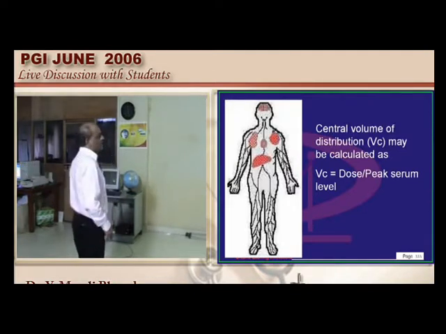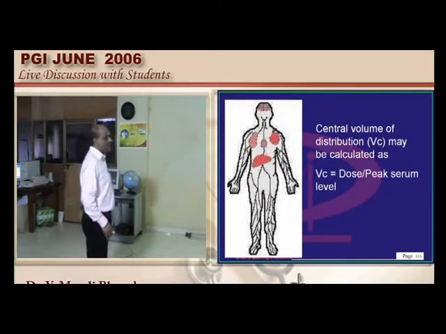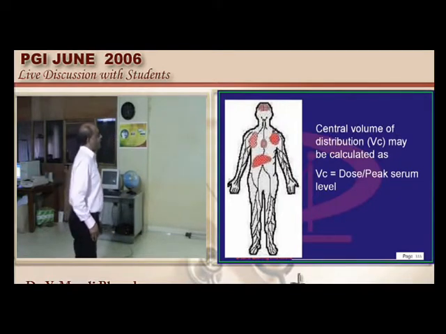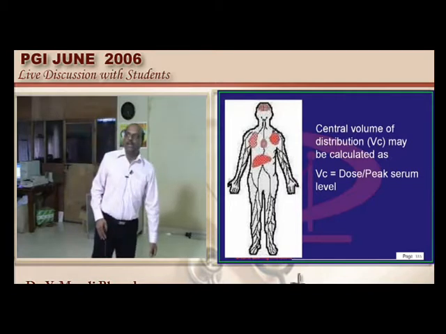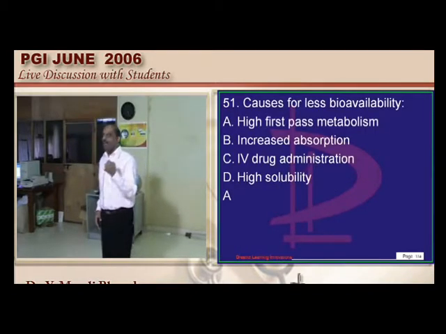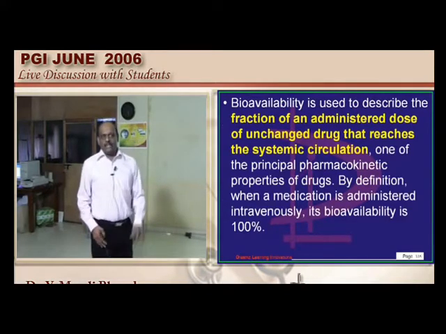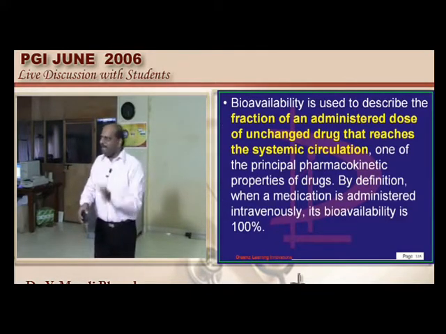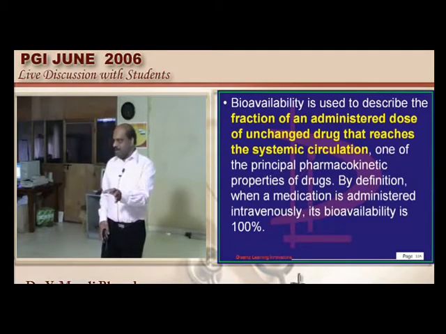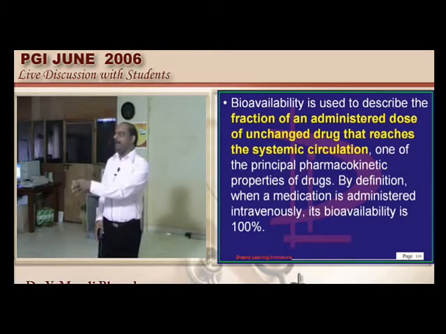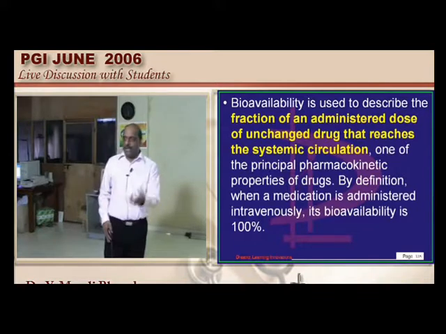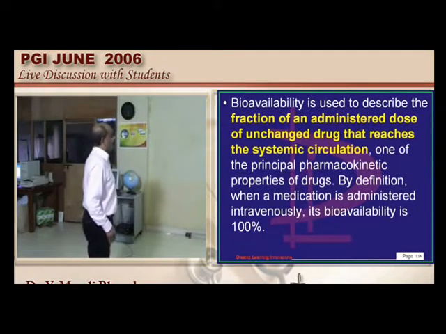That's the reason the dose administered divided by the peak serum value will give you the volume of distribution, is what has to be remembered. Now let us talk about bioavailability. What is the importance of this? Basically, whenever we give a drug, only a fraction of it will appear in the plasma. What fraction of it appeared in the plasma is fundamentally judged by the bioavailability of the drug.